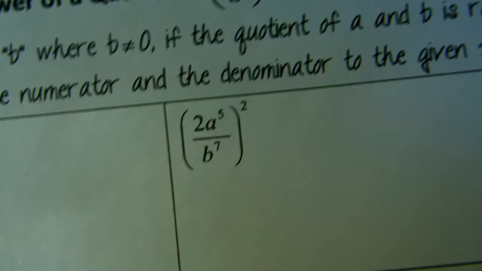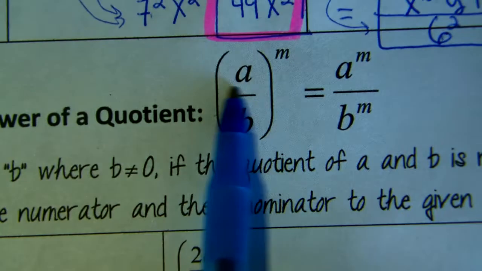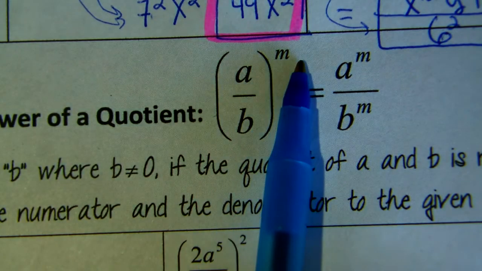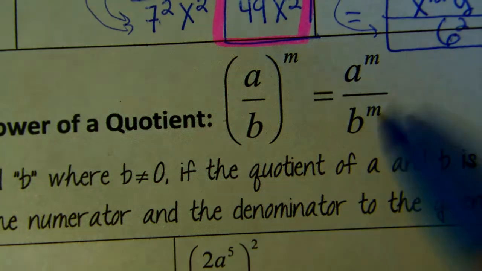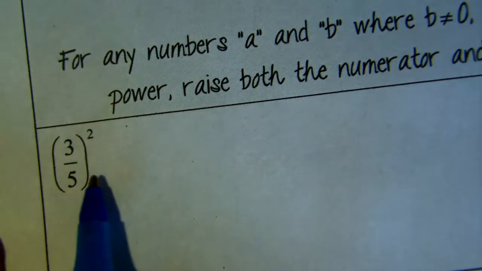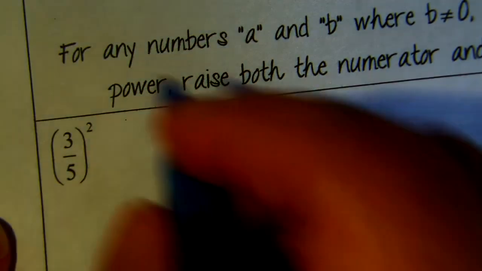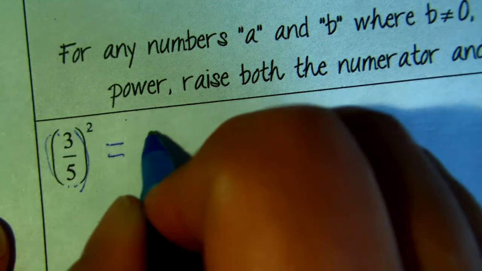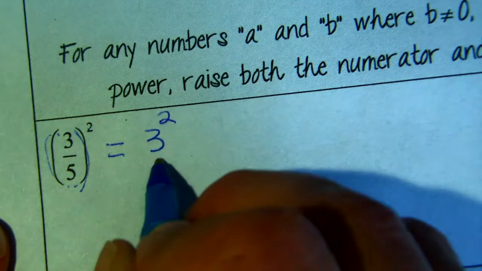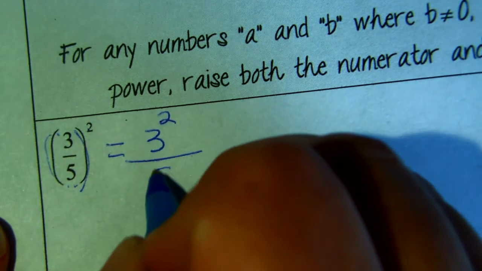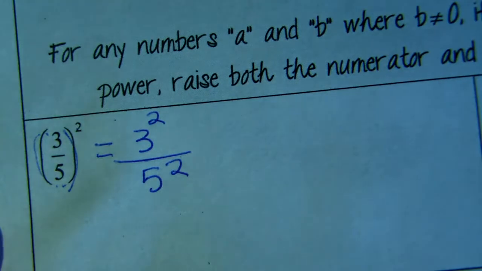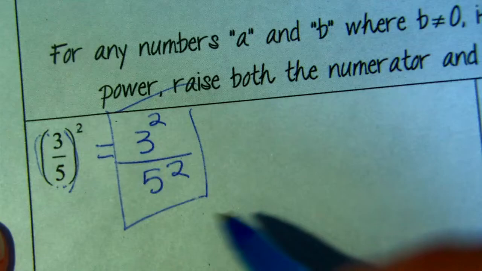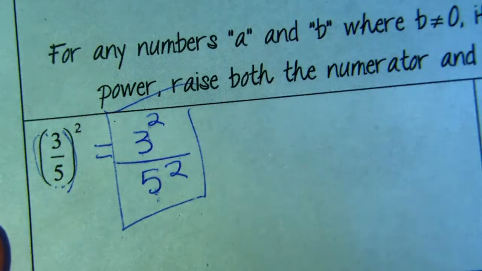All right, next, power of a quotient. If you have a quotient and it's elevated to a power, you just split the quotient and separate them. So this one, 3 over 5, everything elevated to the power of 2 is the same as splitting it like this: 3 to the power of 2 divided by 5 to the power of 2. And that's it. We cannot simplify because these two numbers are different.